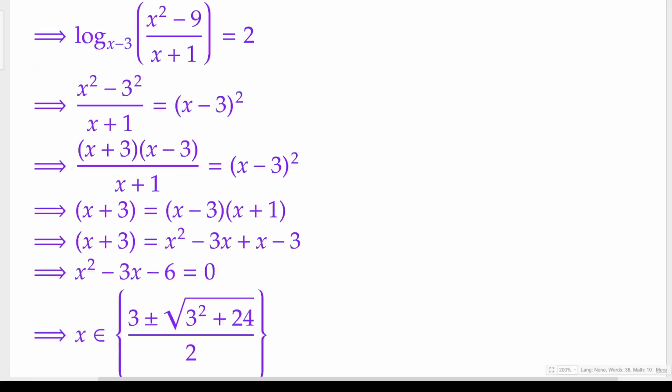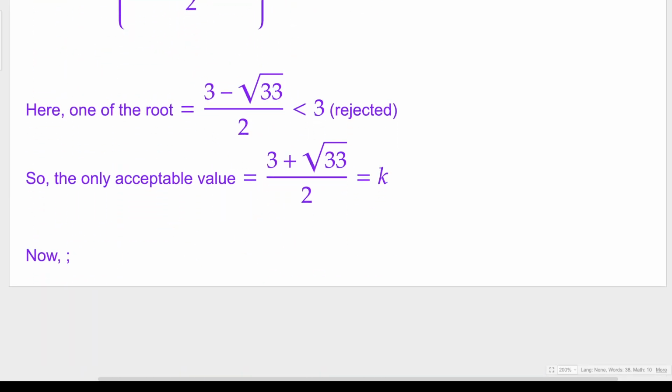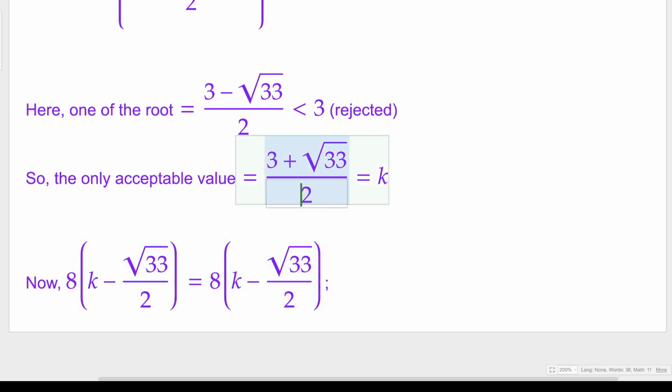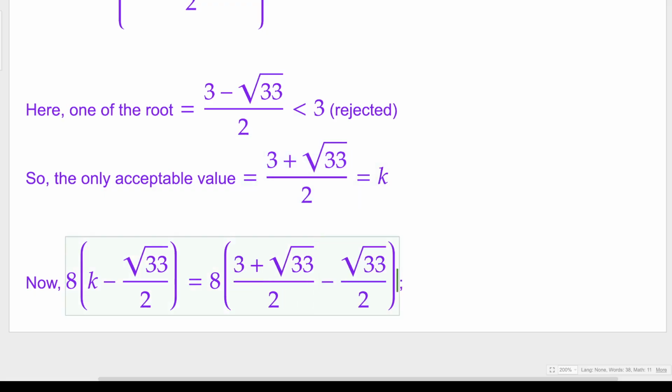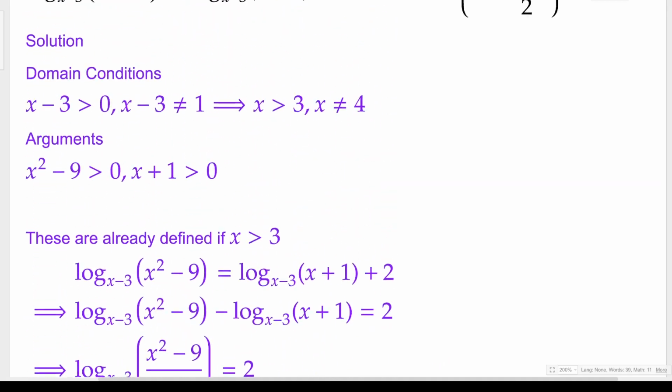Now we need to compute this particular expression, that is 8 times k minus square root of 33 by 2. Instead of k, I'll just substitute this particular number. On further solving, this turns out to be 12. You can see that plus square root of 33 and negative square root of 33 get cancelled out, and 2 times 4 becomes 8, and 4 times 3 is 12. So for this problem statement the answer is 12. So 12 is the answer for this one. I hope it is clear to everyone.